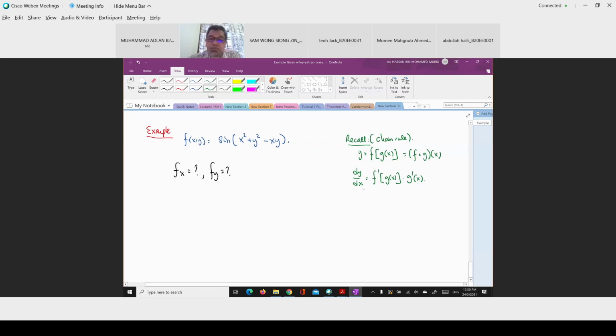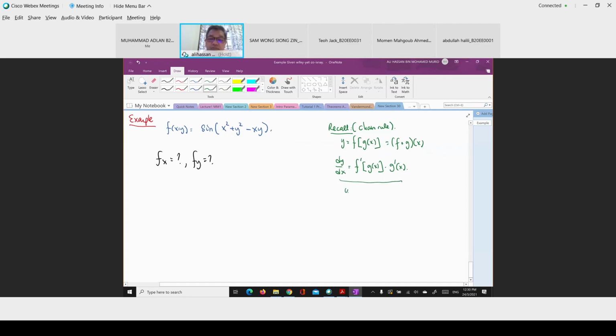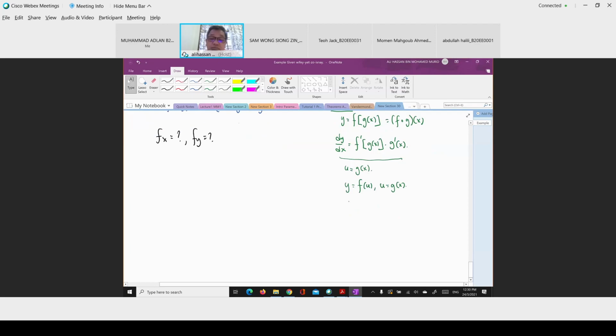Sometimes we also let u equal to g of x. So we have y equal to f of u, where u is a function of x. When we want to calculate dy dx, we differentiate with respect to u first and then multiply by du dx, the chain rule. dy du is f prime u and du dx is g prime x. Then we replace u by g(x).